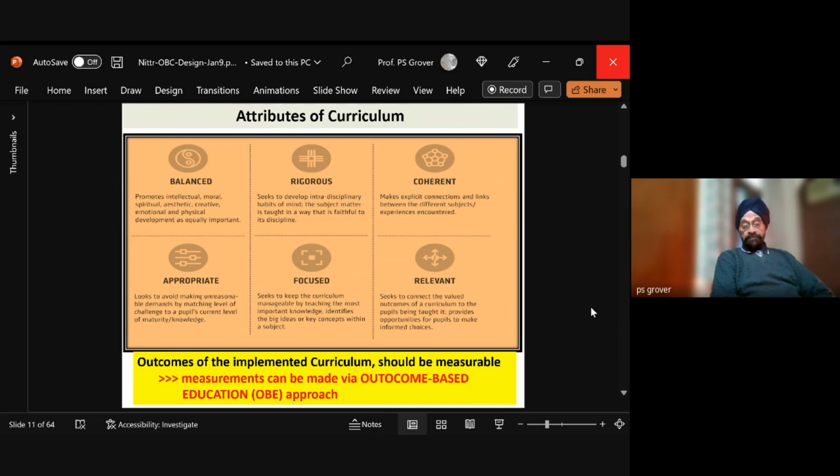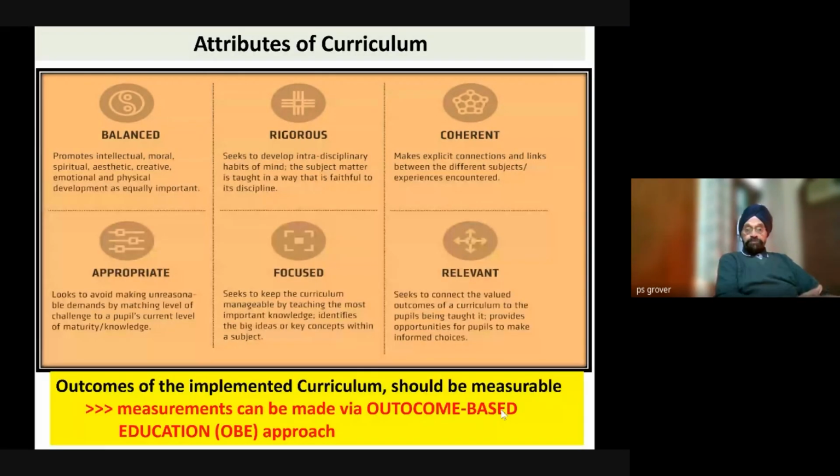So the NEP also emphasizes a value-based system, and these issues are already built in. And then it should be rigorous. It seeks to develop interdisciplinary habits of mind. The subject matter is taught in a way that is faithful and relevant to the discipline. Then the curriculum must be coherent: it makes explicit connections and links between the different subjects and experiences encountered.